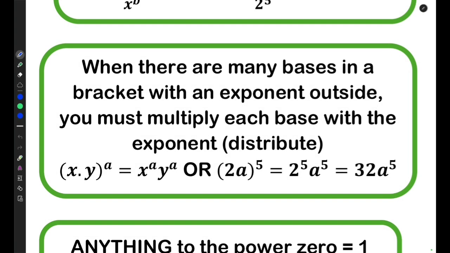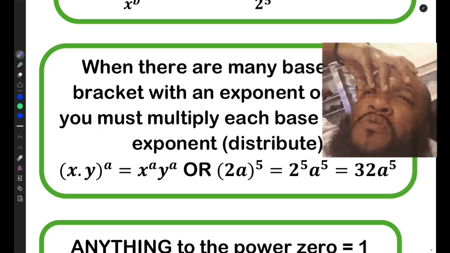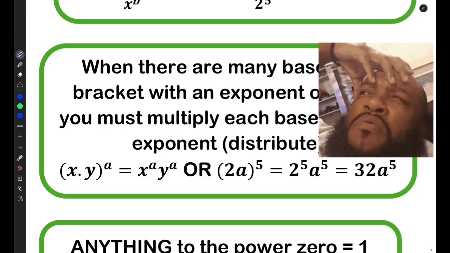The next one says, when there are many bases inside a bracket and an exponent on the outside, you must multiply each of the bases inside with the outside exponent. So x times y in a bracket to the power a will become x to the power a, y to the power a. If we look at our example, now it is 2a in a bracket to the power 5. I give that 5 to each base on the inside, and that's why the answer will be 32 times a to the power 5. Make sure this makes sense, guys. This law and law 1 are very close. But in law 1, we add the exponents because there's a times between them. And in this law, we multiply because there's a bracket between them. So don't get confused. I know this seems very, very tricky.